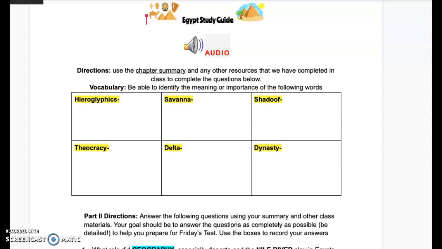Egypt Study Guide. Directions. Use the chapter summary and any other resources that we have completed in class to complete the questions below. Vocabulary. Be sure to identify the meaning or importance of the following words: hieroglyphics, savannah, shadoof, theocracy, delta, and dynasty.